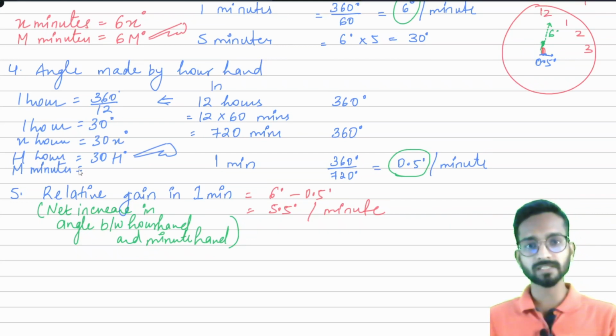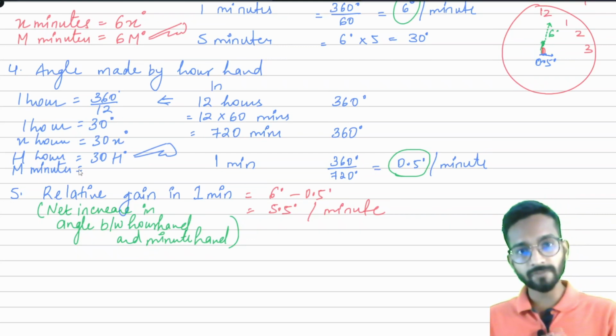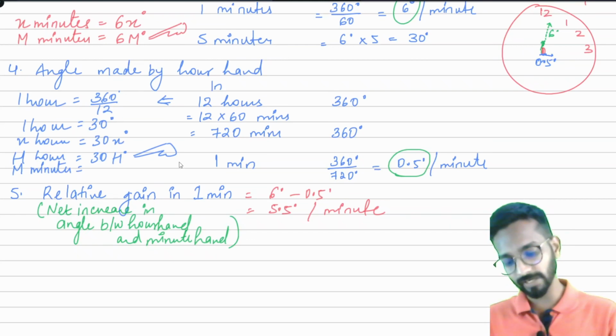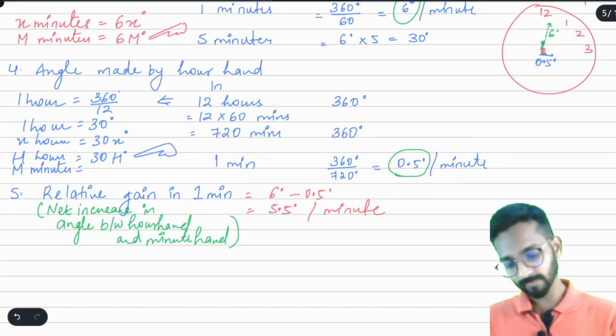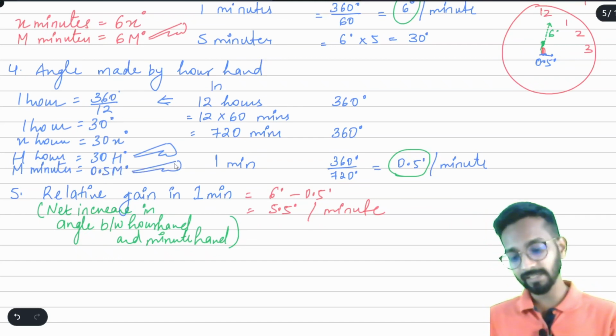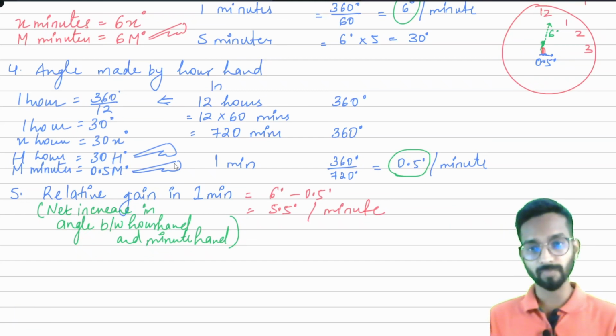Suppose it is exactly 3 p.m. After 15 minutes, what is the angle made by the hour hand? That can be the question. So in m minutes, we have already learnt that in 1 minute, the angle it is making is 0.5 degree. So in m minutes, it will be 0.5m degrees. Understood? These are the three things we have to remember.